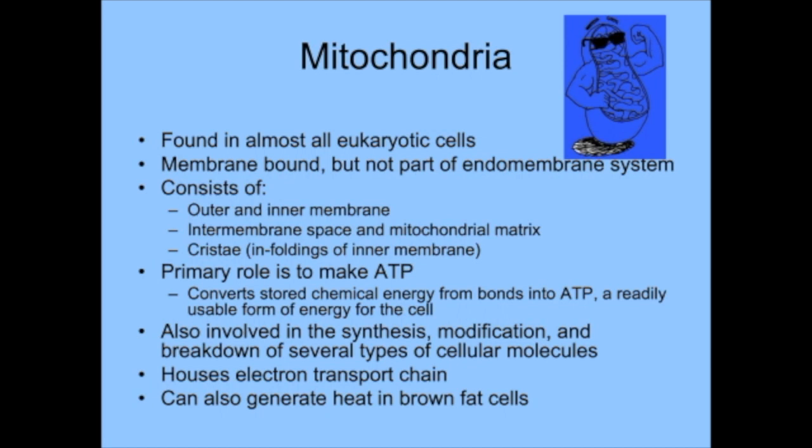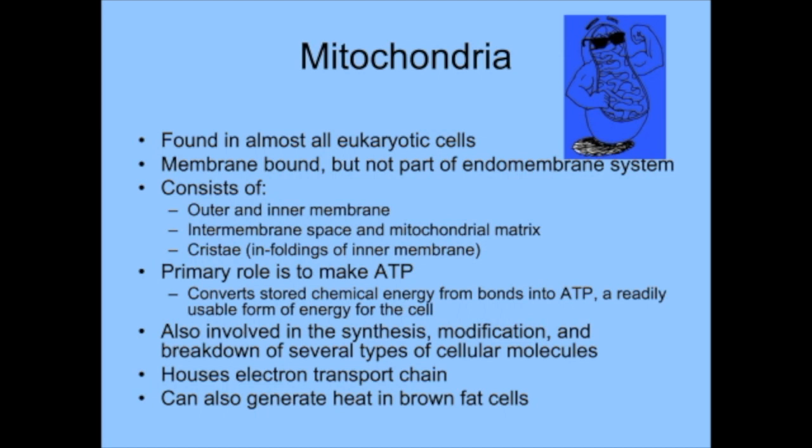The inner membrane is folded. It has lots and lots of folds in it, and these are referred to as cristae. And these folds are very important in order to increase the surface area for ATP production. That inner membrane is critical in ATP production. So the more inner membrane that a mitochondria has, the better able it is to produce ATP. And that is its primary function. It converts chemical energy into forms of energy that can be used by the cell.